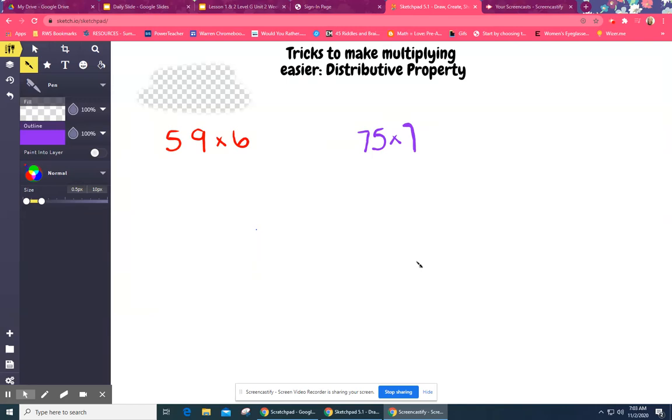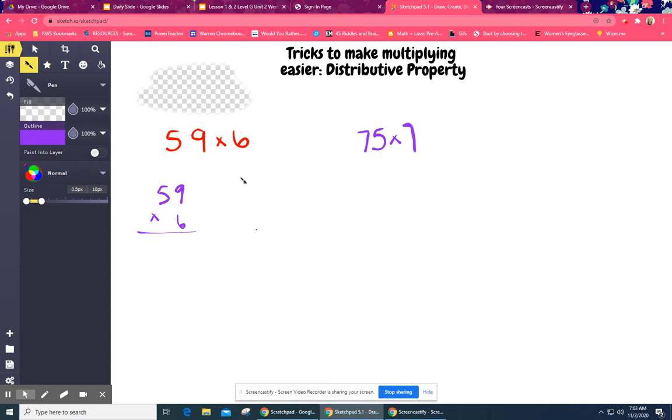This is going to go over some tips and tricks to help you multiply, specifically with using the distributive property. So on this first example, it's 59 times 6. And if you don't know how to stack them and multiply, then this will help you a lot because there's other ways that you could go about it.